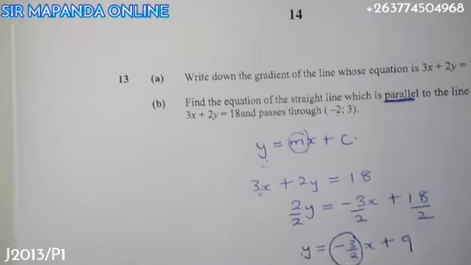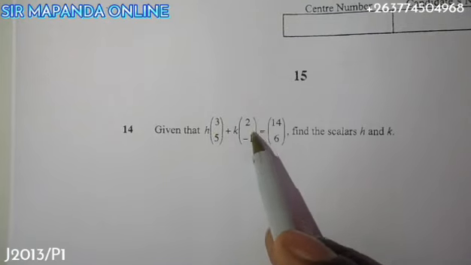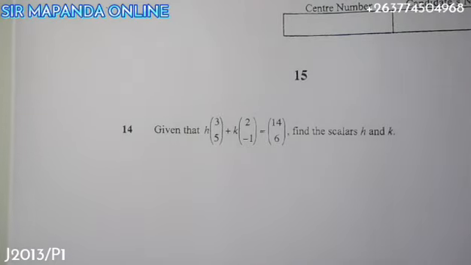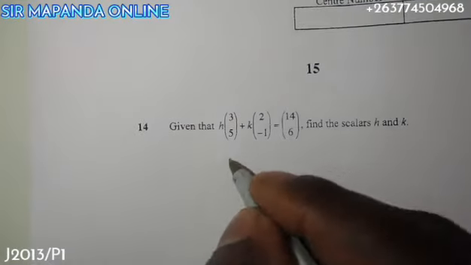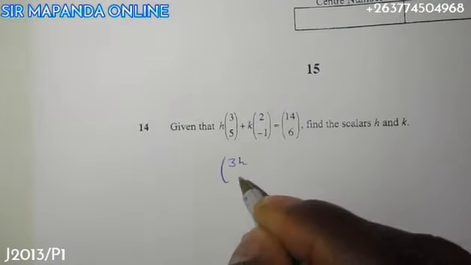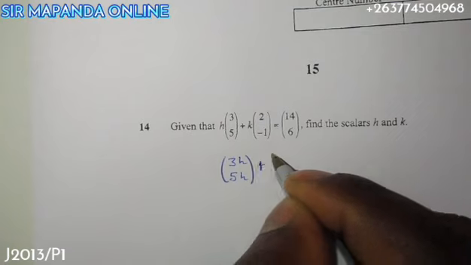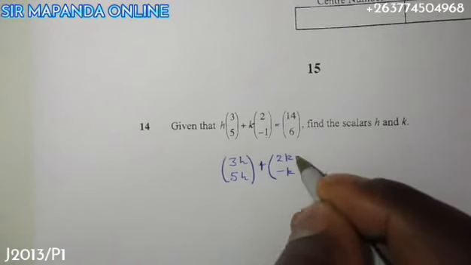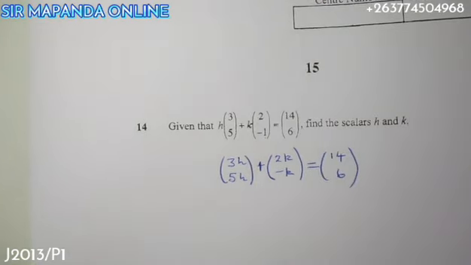Stay tuned as we move on to question number 14. Given that h(3, 5) + k(2, -1) = (14, 6), find the scalars h and k. To find the scalars, you simply multiply each and every number inside the bracket by those scalars. So here you get 3h, then 5h below, then plus 2k, and k times minus 1 gives minus k, equals 14 and 6.